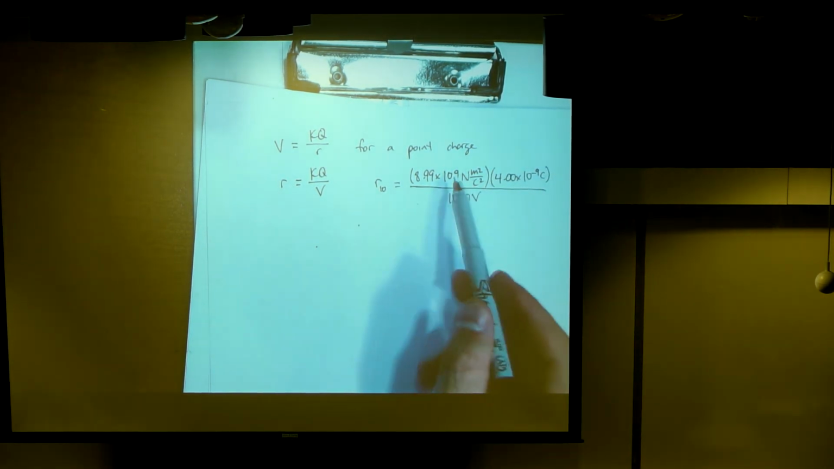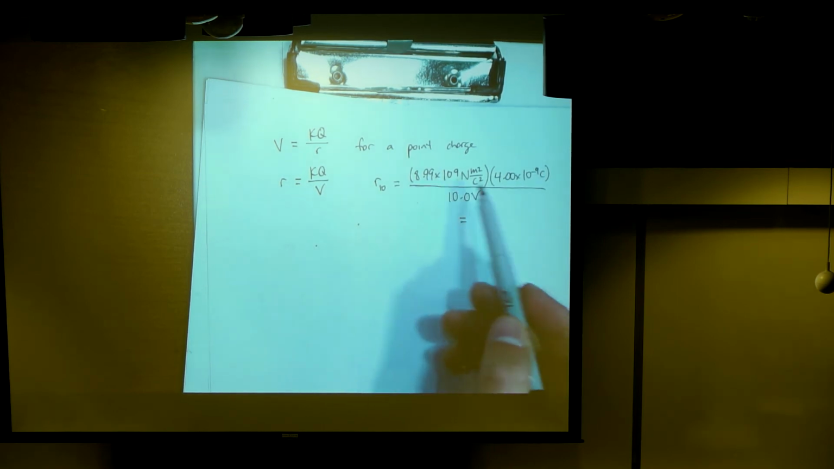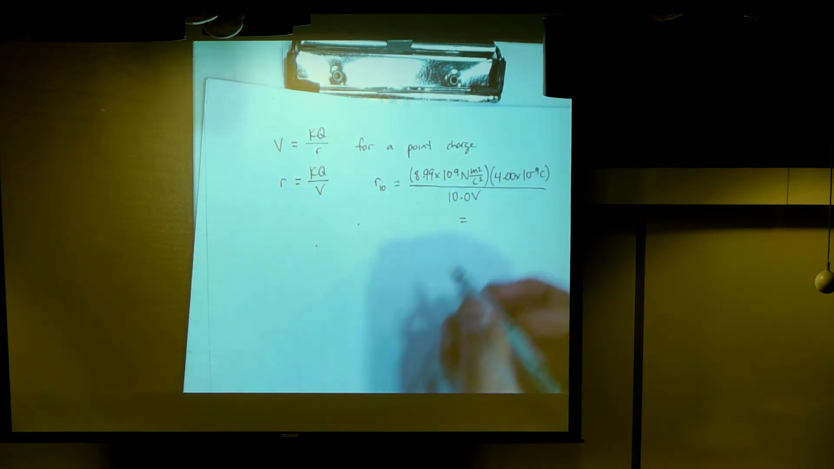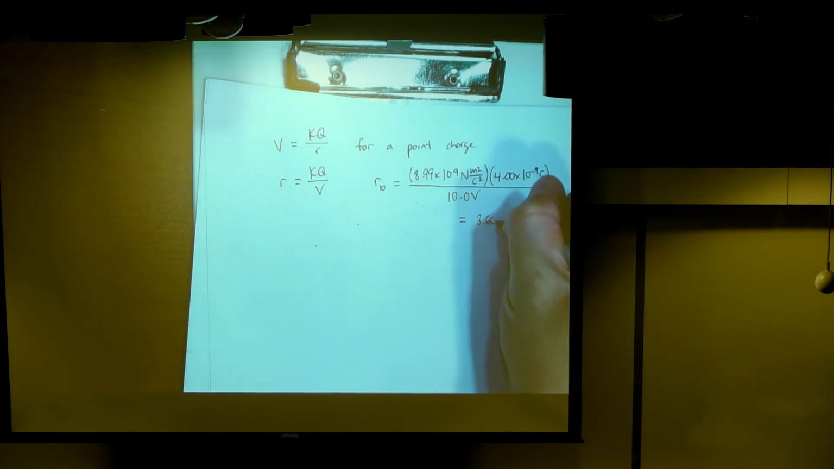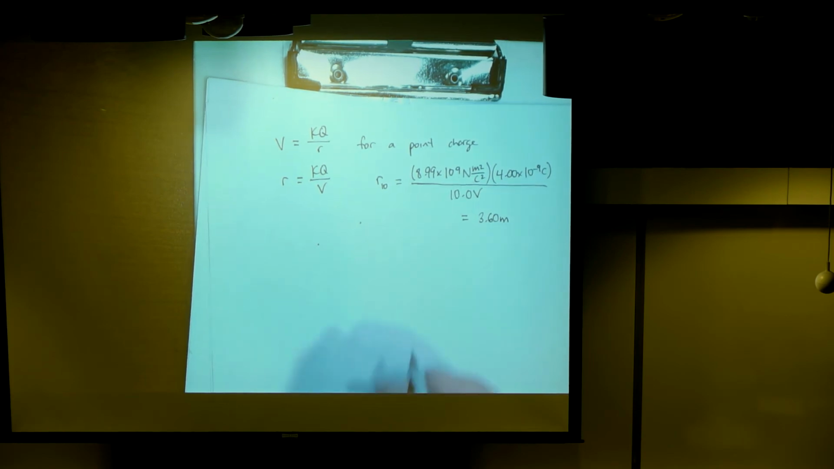Save you some time. 10 to the 9 cancels with 10 to the minus 9 here. So what do we get? Basically just 9 times 4 over 10. 3.6. Yep. 3.6 meters. That's how far out the 10 volt equipotential line is from the point charge.